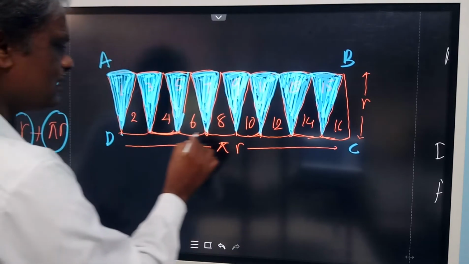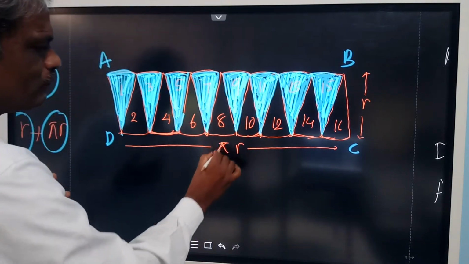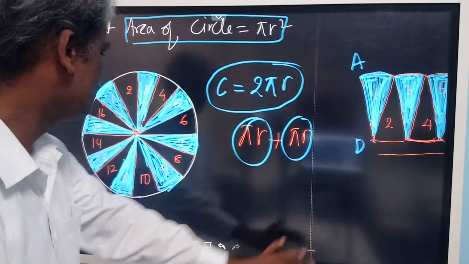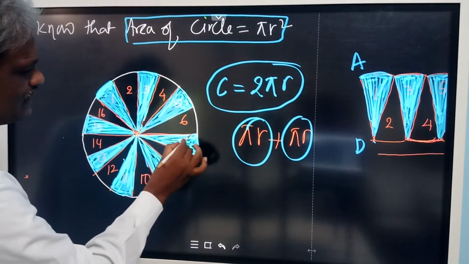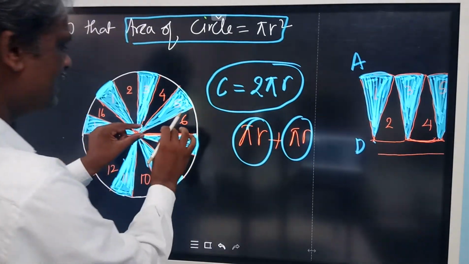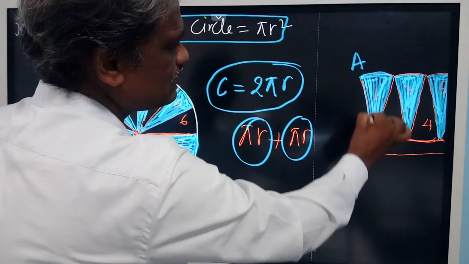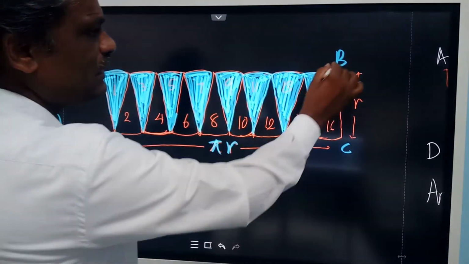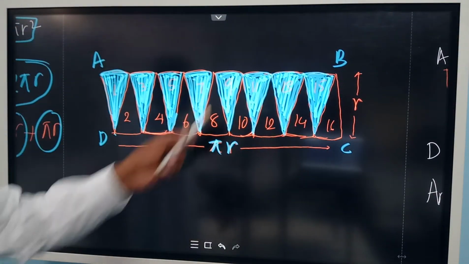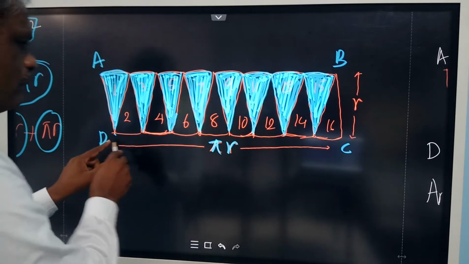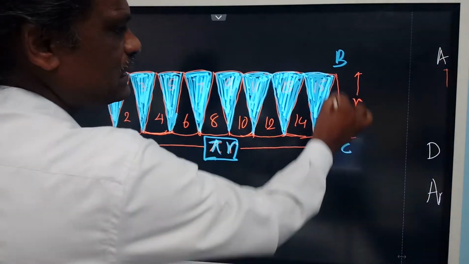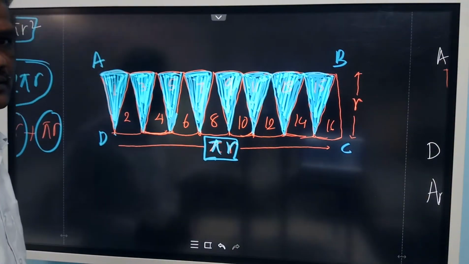So from here to here, what is the length of this arc? It is pi r. Remember that it is pi r. Now another thing, you see this. From here to here it is the radius. This is the same as this length. When I take this piece and keep it here, this is the radius. So this length must be the radius, equal to r. You compare the circle and this diagram. From here to here it is pi r. Remember, this is very important. Then this length must be the radius.